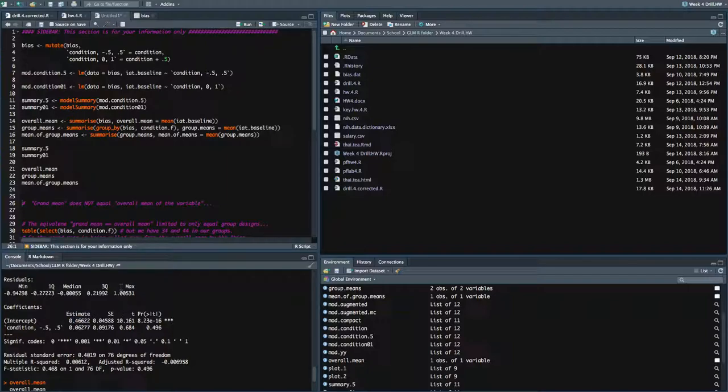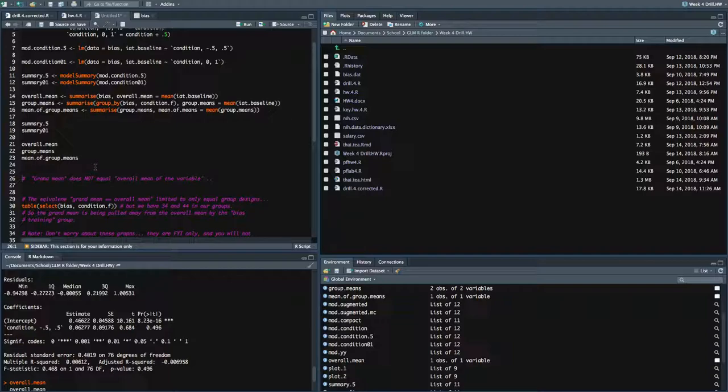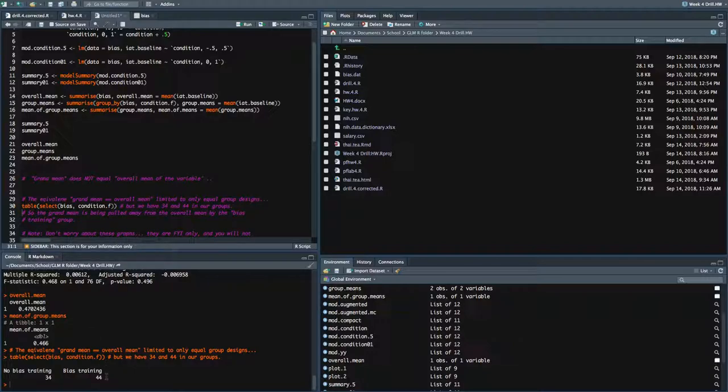Now, the reason that our grand mean is different from the overall mean comes down to the equivalence of group sizes within the model. If we look at our bias data, we can see that we have 44 people in the bias training group and only 34 people in the no bias training group.